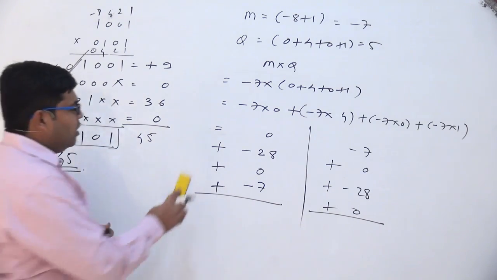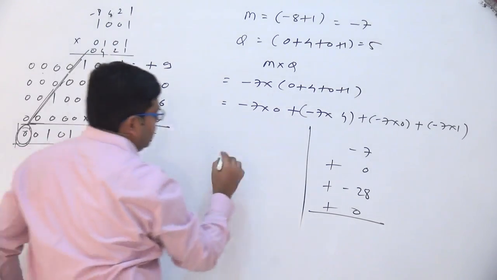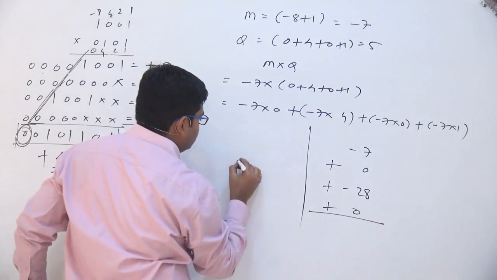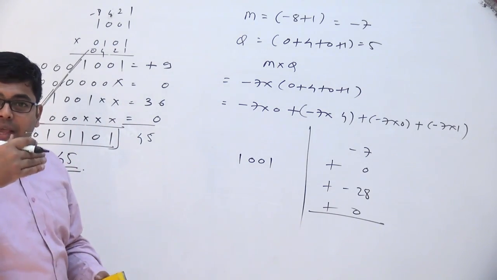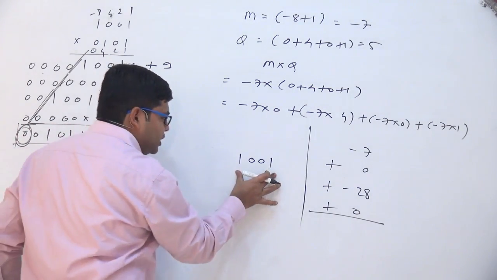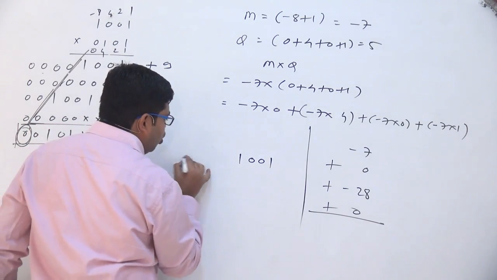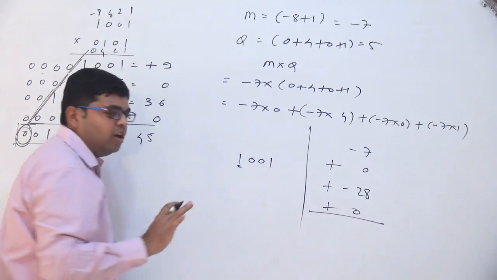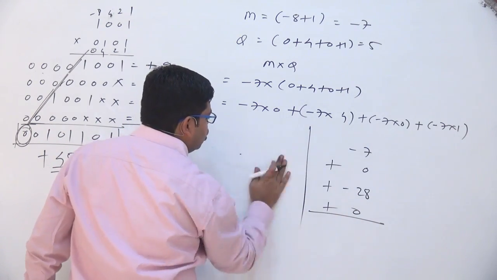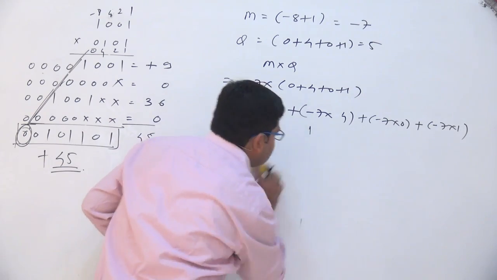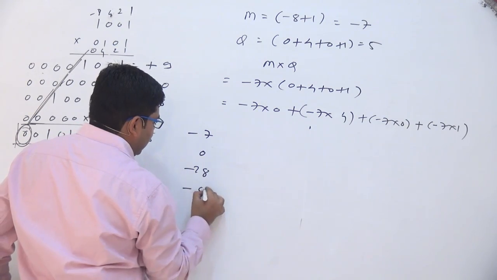What is the problem? Now minus 7 is represented as 1001, but it is 4 bits. We want to add in 8 bits. So for converting these 4 bits into 8 bits, you should apply the concept of sign extension. You need to add 4 more bits, and those 4 more bits will be the original sign bit, and that's why this should be written as minus 7, 0, minus 28 and again 0.